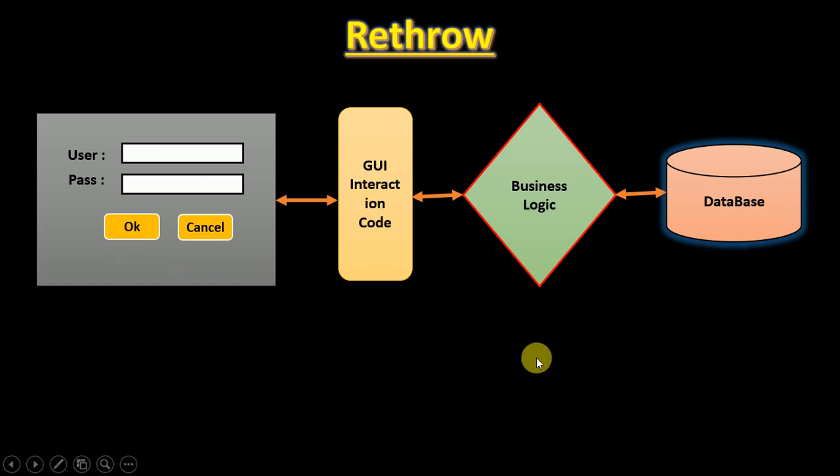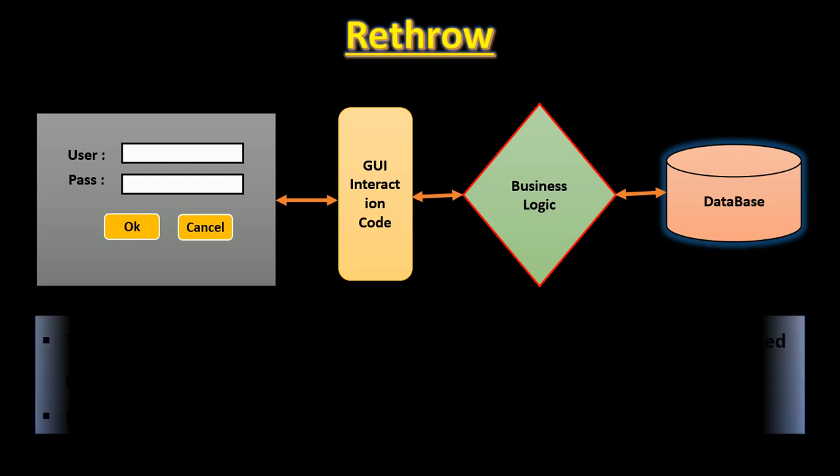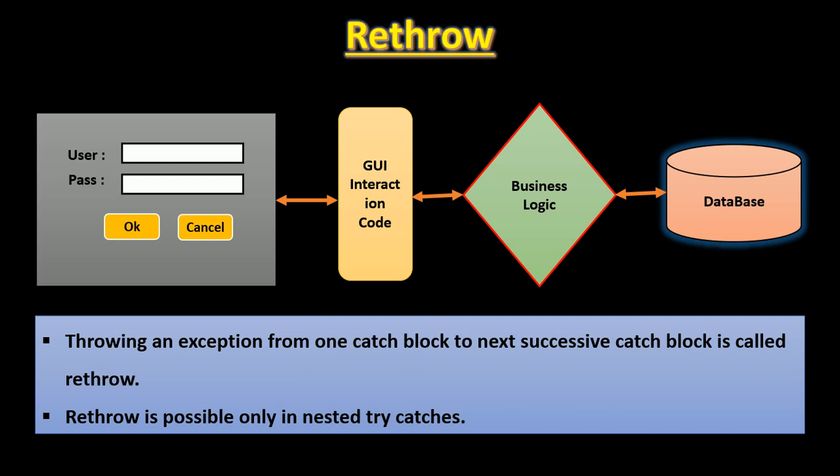So whenever you want to transfer the exception from lower layers to higher layers, this rethrow is very, very useful. Whatever exception occurs, you don't suppress it in the lower layer itself; you give the intimation to the application layer also, why exactly the issue happened. So now, what exactly are we doing in rethrow?